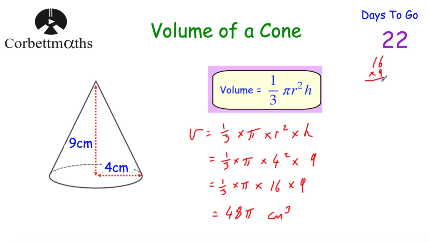So 9 times 6 is 54, put the 4 down, carry the 5. 9 times 1 is 9, plus 5 is 14, so we've got 144. So that's 16 times 9 is 144, but we want a third of it, so we're going to do 144 divided by 3.